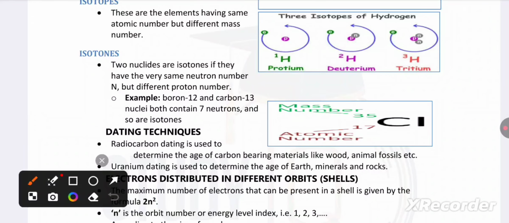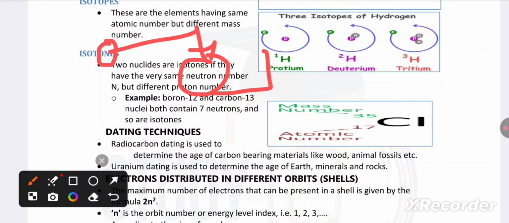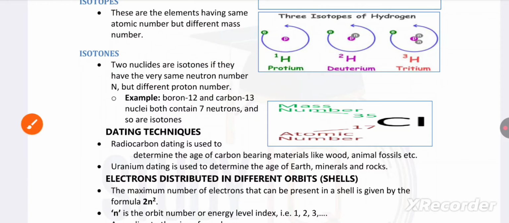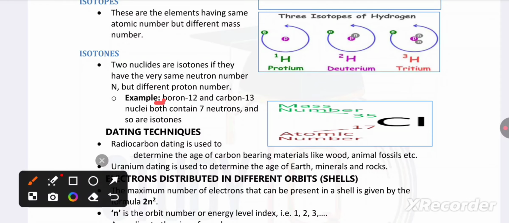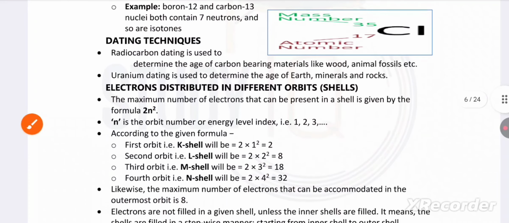Isotones: here we need to look at n, that is nothing but the same neutron number. The number of neutrons is the same. For example, boron and carbon contain 7 neutrons and they are called isotones. That's it.